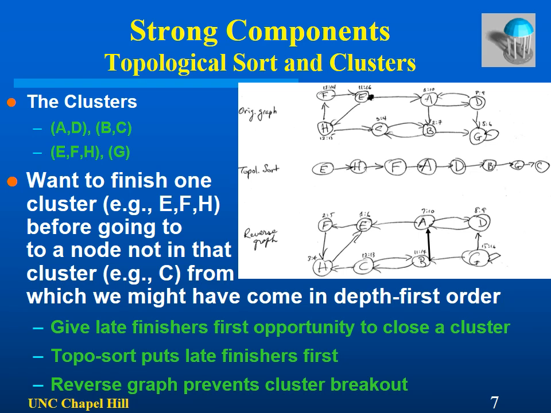It has an arrow to D, which starts at time 8. You can't get out of D in the reverse graph. So we close D, time 9. And then we look at A. A could look back at E, but E's already been closed. So A is done, and we had 7 to 10. And AD has been found as a nice little cluster that we've closed.